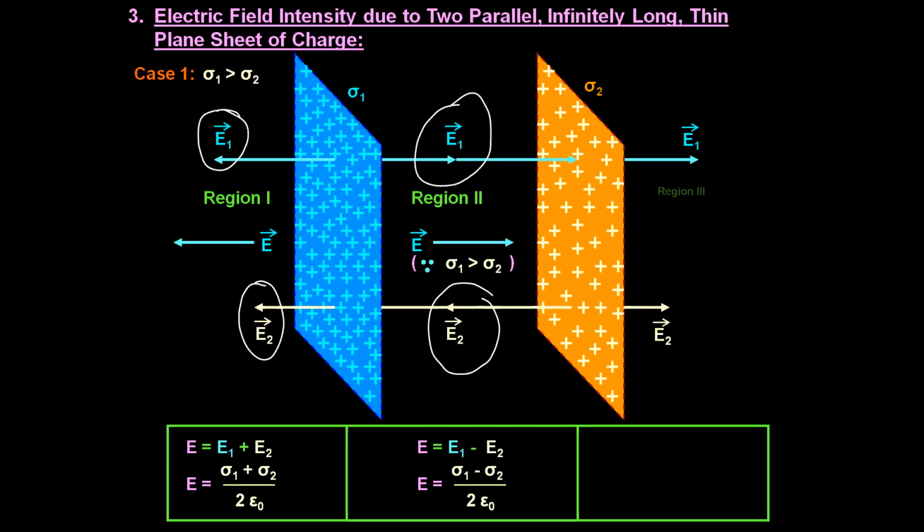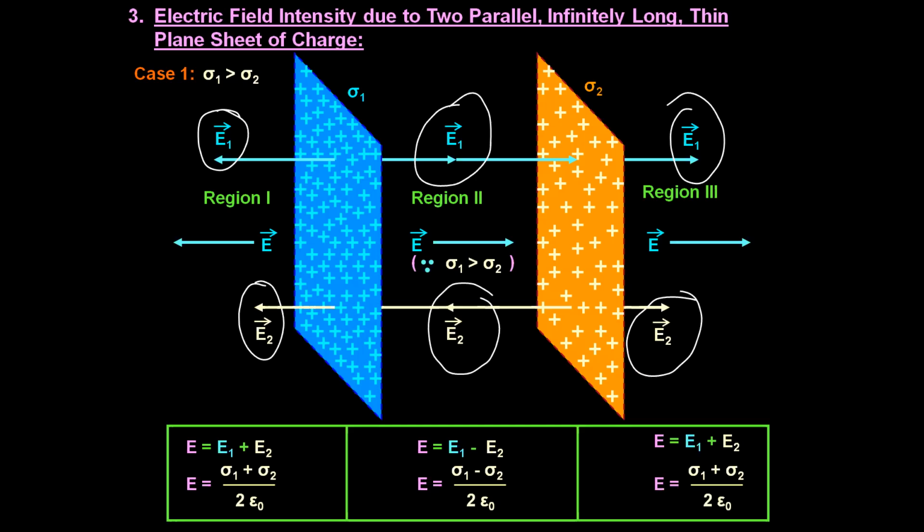Consider the third region. As you can see here, E1 is from left to right, E2 is also from left to right. Same direction means net field can be found out by taking the sum of the two. That is, total electric field is going to be E1 plus E2, which will be sigma 1 plus sigma 2 divided by 2 epsilon 0. Hope this is very clear to all of you.